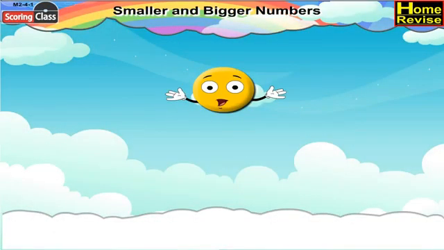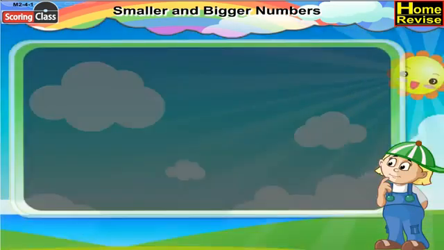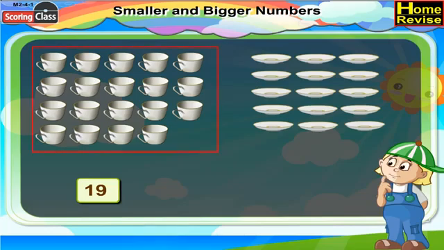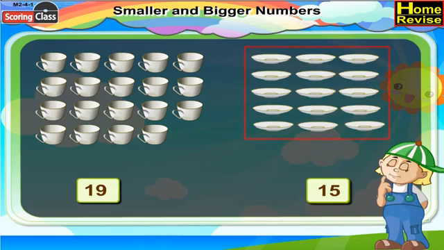Smaller and bigger numbers. Kids, can you see some cups and saucers? Well, these are 19 cups. And these are 15 saucers.